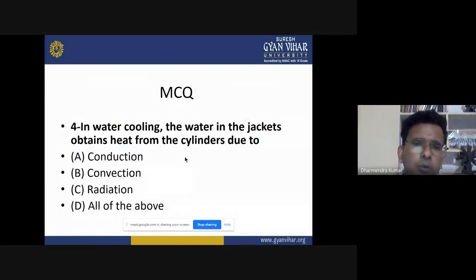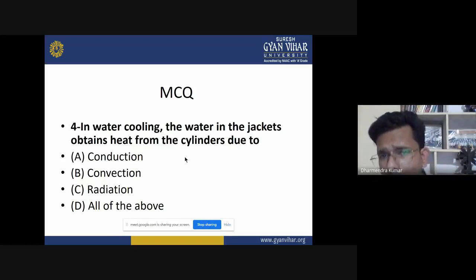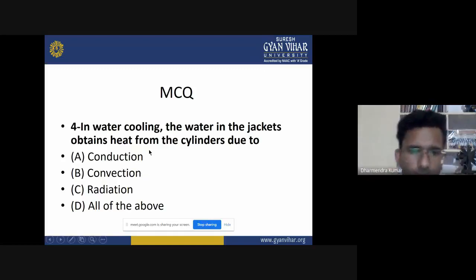Now the fourth MCQ is, in a water cooling system, the water in the jacket obtains heat from the cylinder due to. It is saying that if we're talking about water jackets which we are using around the cylinders, then which type of method is used to transfer heat from the cylinder to the water of the water jacket which is associated with the cylinder. Now this is all related to physics.